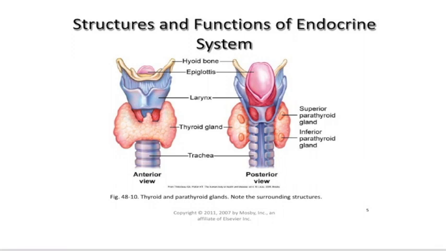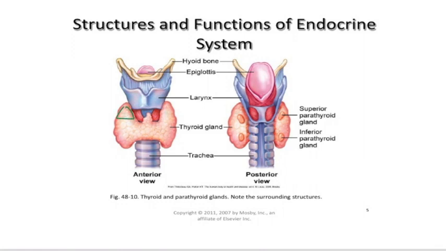So we have 2 lobes of the thyroid gland, and they lie on either side of the trachea. They're inferior to the thyroid cartilage, and they cross the anterior surface of the trachea, and they are joined by a small band of tissue, and we call this the isthmus. We have a pyramidal lobe, which is superior to the isthmus.